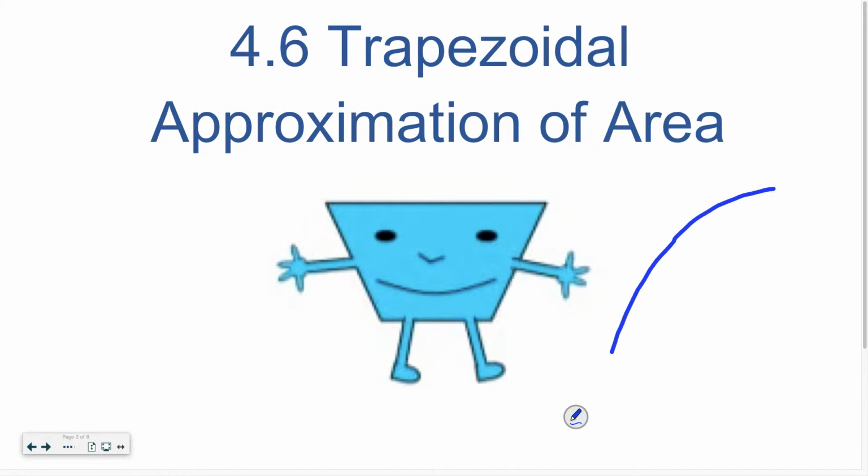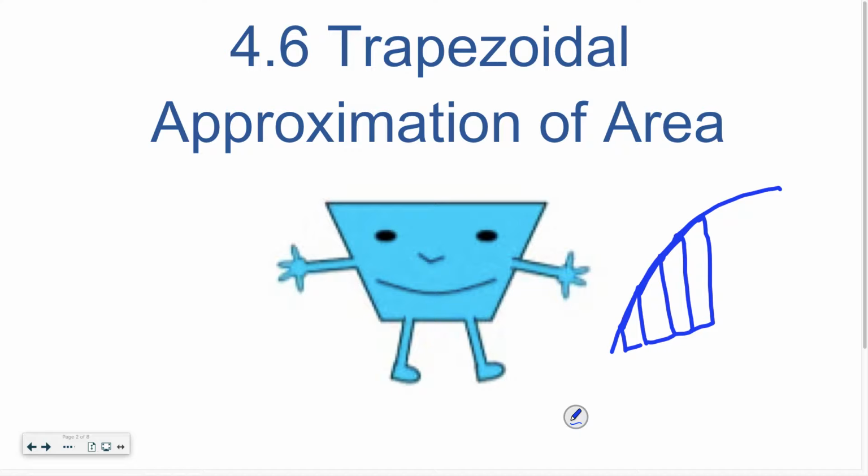For example, we're going to make a trapezoid like this. So these are the trapezoids. Do you see what I'm talking about here? Okay, so we're going to get a little bit more accurate. There you go.